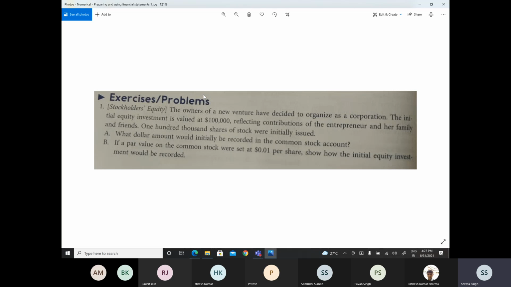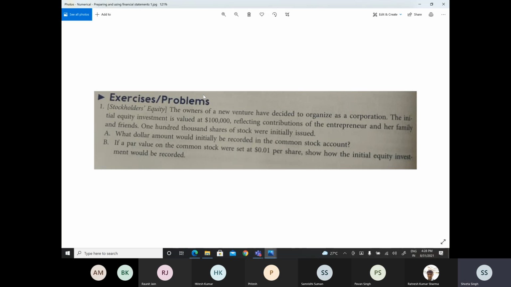So first question is based on stockholders' equity, that is the owner's equity. The owners of a new venture have decided to organize as a company. The initial equity investment is valued at $100,000, reflecting contributions of the entrepreneur and her family and friends. 100,000 shares of stock were initially issued. What dollar amount would initially be recorded in the common stock account?